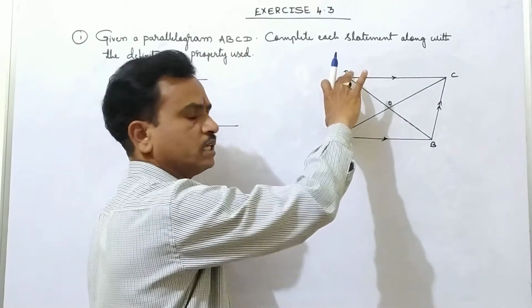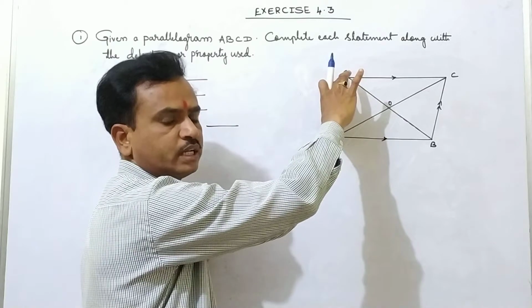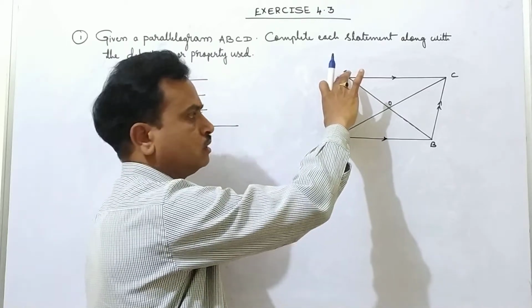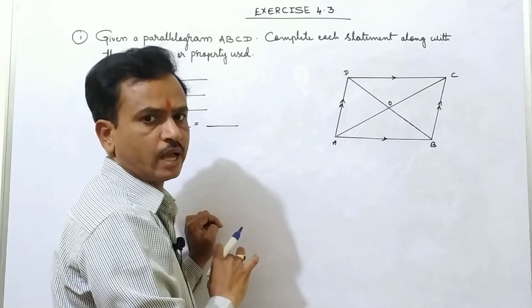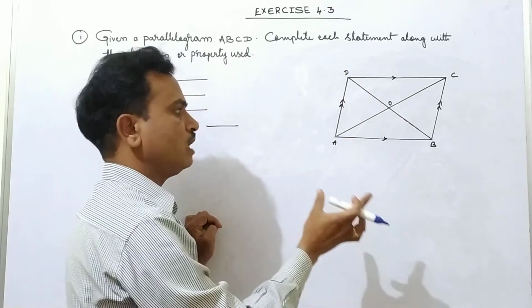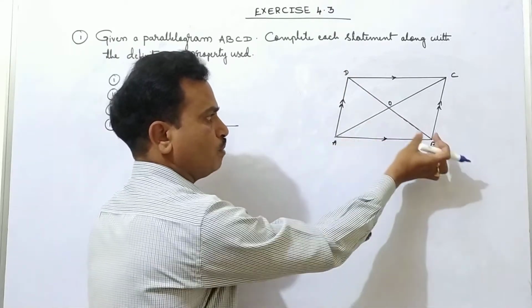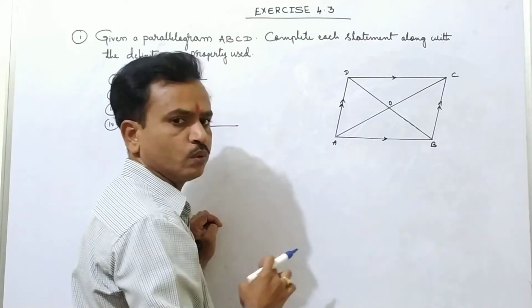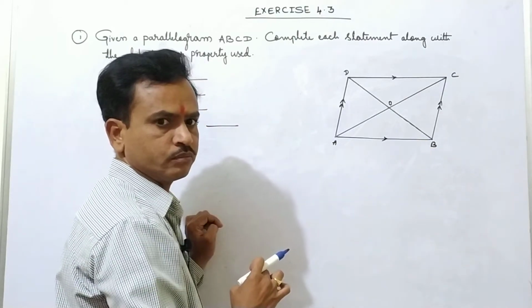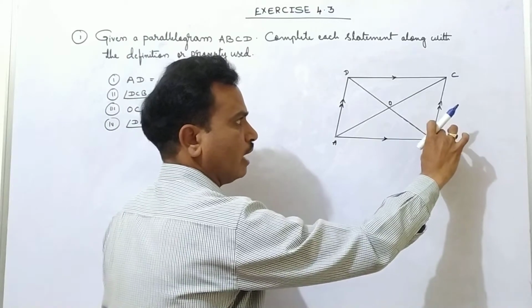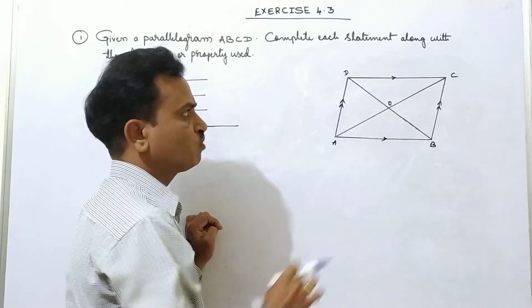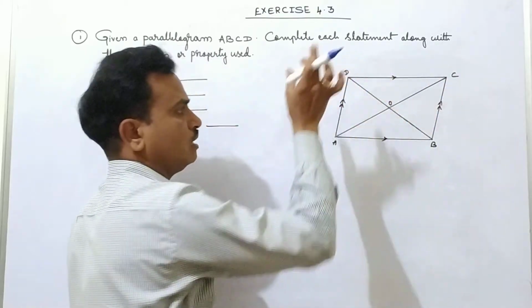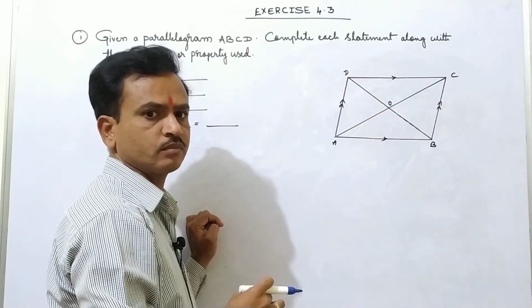Next point, here angle A plus angle D, sum of these two adjacent angles is equal to 180 degree. So these angles are said to be adjacent angles. Similarly, we can take angle A plus angle B, that is equal to 180 degree. And also we can take angle B plus angle C is equal to 180 degree and angle C plus angle D equal to 180 degree.